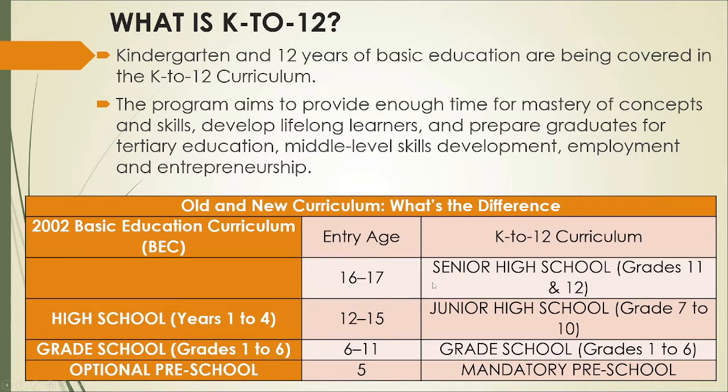Now, this time, we added 2 more years and we call it the senior high school. That's grades 11 and 12. And you have here the entry age, 16 to 17. And after which, they can go to college. So this is the difference between the old curriculum and the new curriculum. Now, here's the conceptual framework of the mathematics taken from the K to 12 curriculum guide.